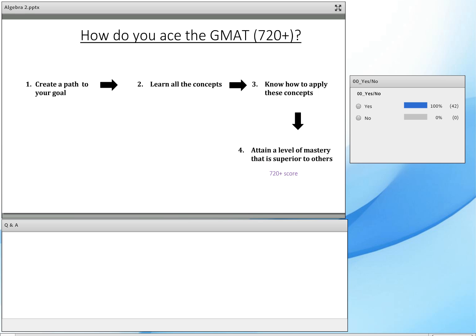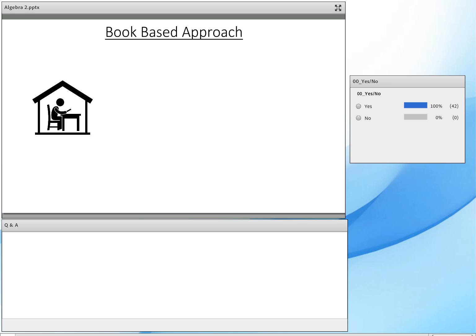Now I'm going to show you how this architecture plays out in a book-based approach. A book-based approach is all about autonomy. In this architecture, you get a lot of learning material and possibly some mocks. However, the key decisions on how to go about doing your prep are completely up to you. For example, in a book-based approach, you create your own study plan. You create a schedule and you study concepts.